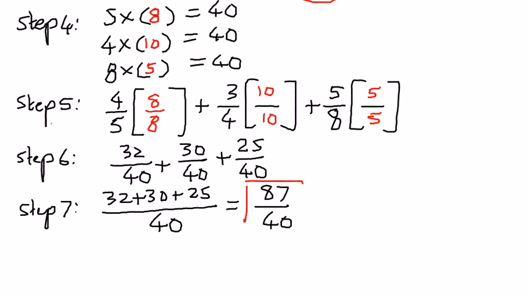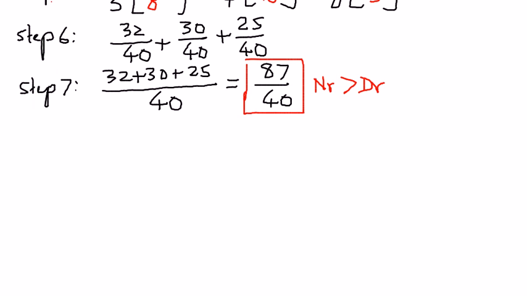For 87, the numerator is greater than the denominator, so it is an improper fraction. We can write this as a proper fraction, or we can write this as a mixed number. The way to represent that as a mixed number is as follows. We take 87 and divide it by 40. So we'll do the long division.